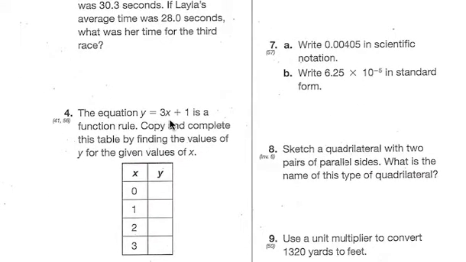Number 4, y equals 3x plus 1. Okay, so we already know what x is. We find y. So y equals 3x plus 1. So we have 3, and we just plug our numbers in. 3 times 0 is 0, plus 1 is 1. 1 times 3 is 3, plus 1 is 4. 2 times 3 is 6, plus 1 is 7. And then we plug in this number. 3 times 3 is 9, plus 1 is 10. So our answer should be 1, 4, 7, 10.